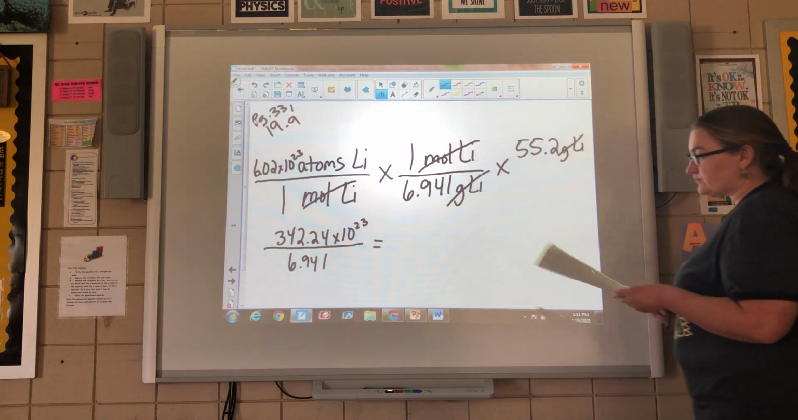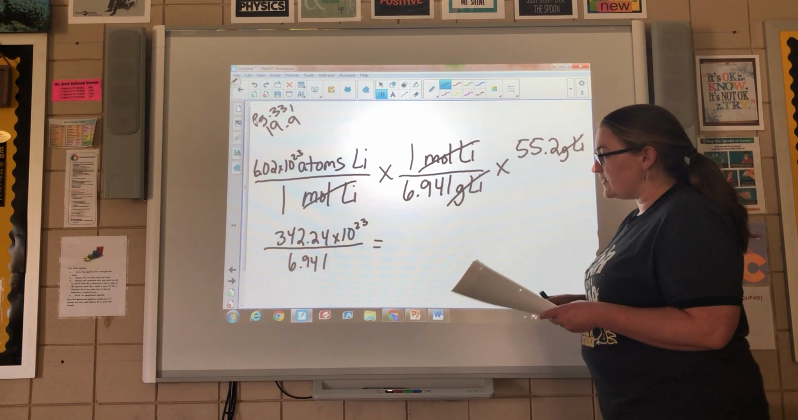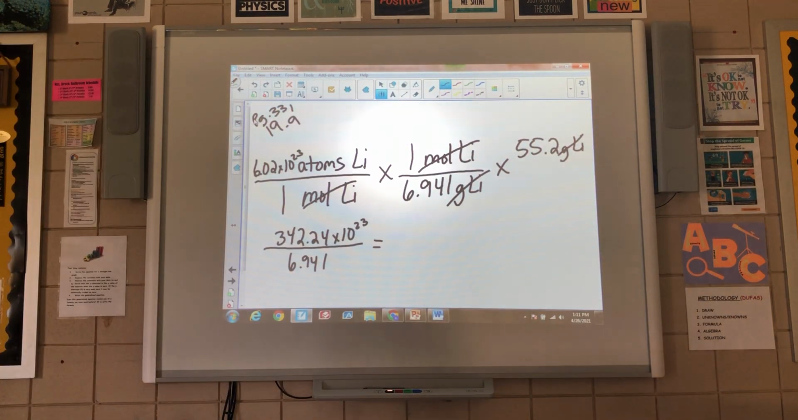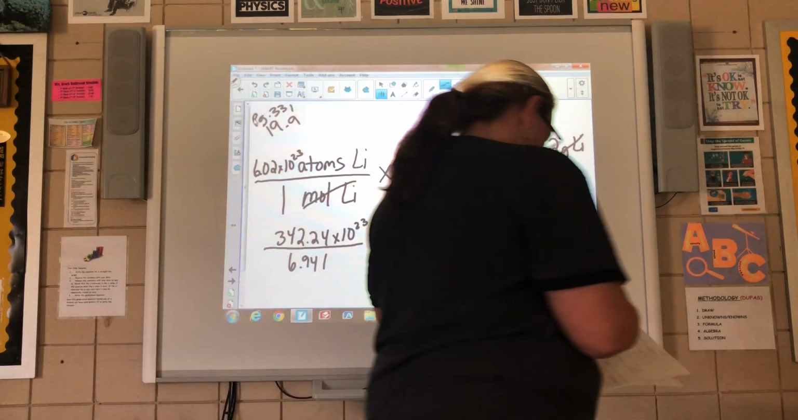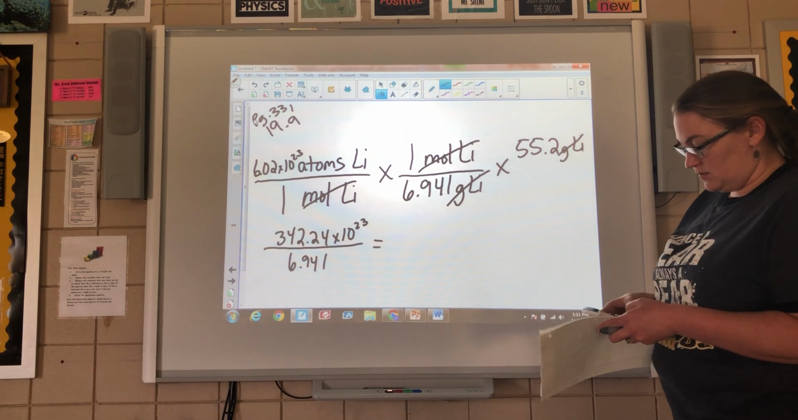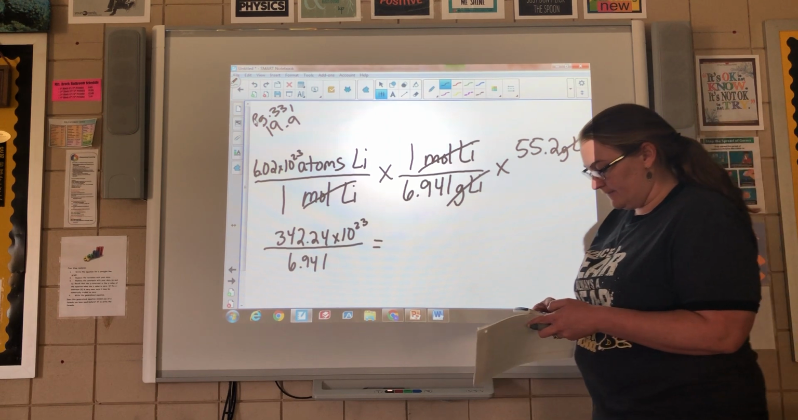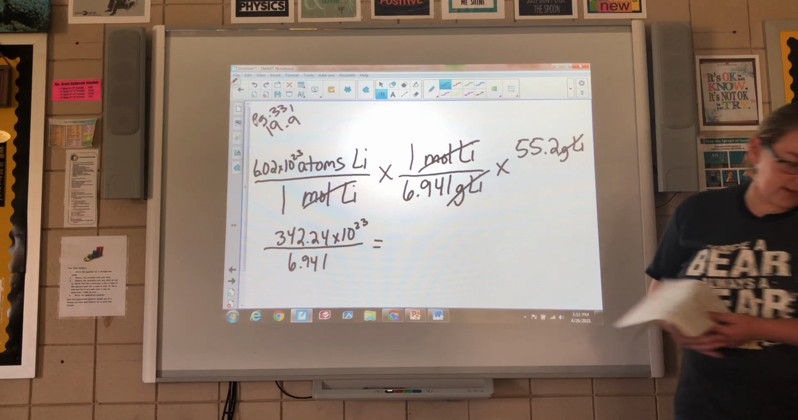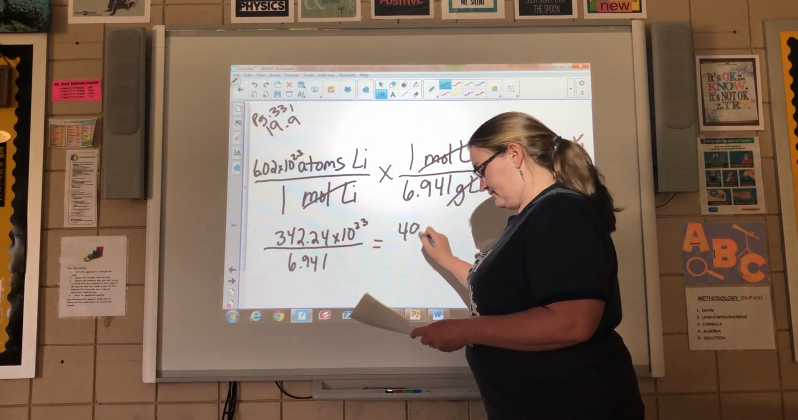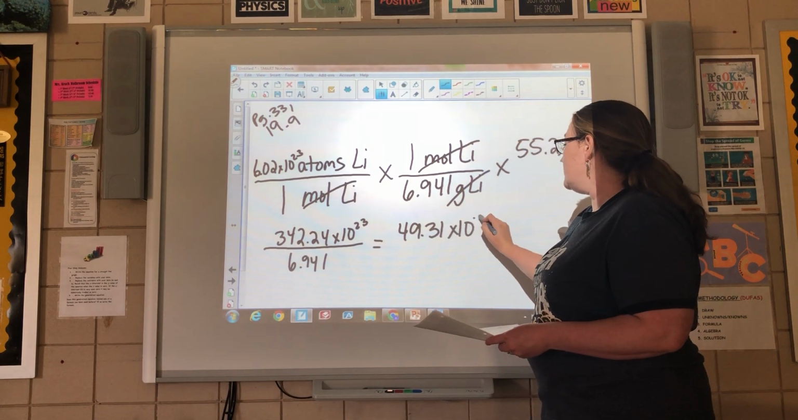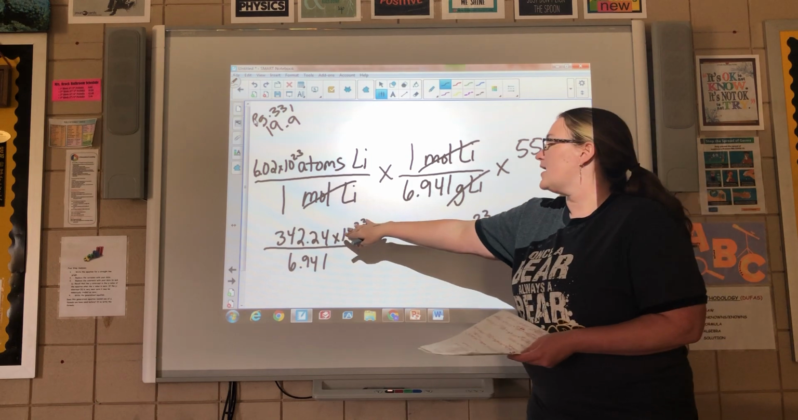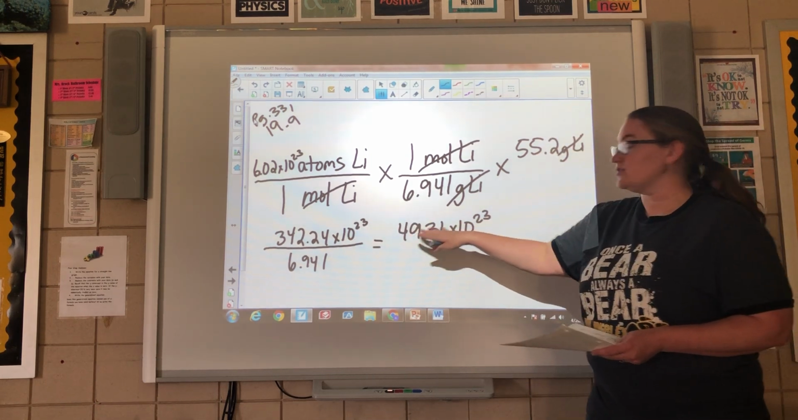All right, so what I can do now is I can take my calculator and calculate out 342.24 divided by 6.941, and that gives me 49.31 times 10 to the 23rd, because there's no exponent down here, so we're just going to leave that where it is. But can I leave this answer like it is?